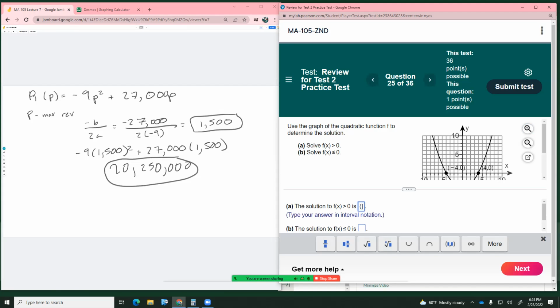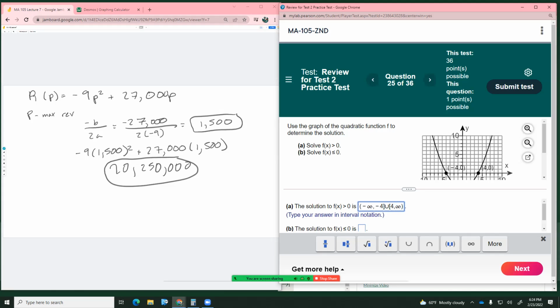So basically, it's in the interval negative infinity to -4, and then union 4 to infinity. I'm making a mistake. Can anybody tell me what's the problem that I am making right now? What's wrong with this?